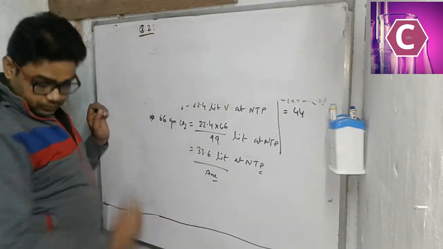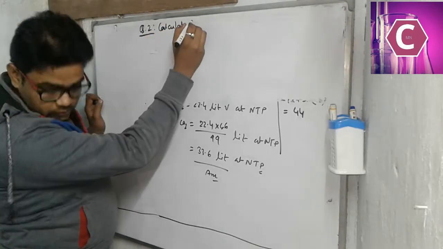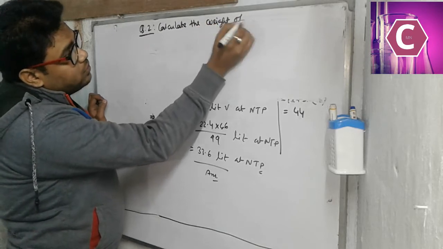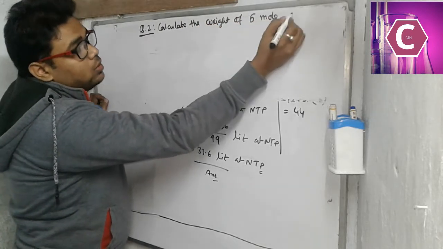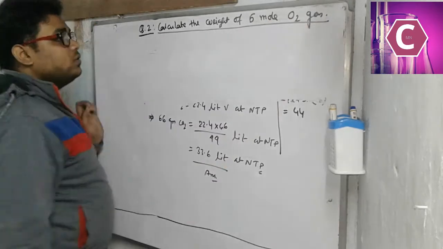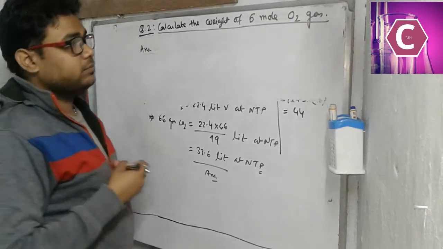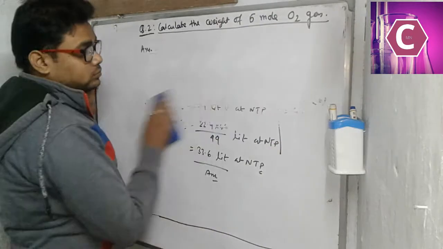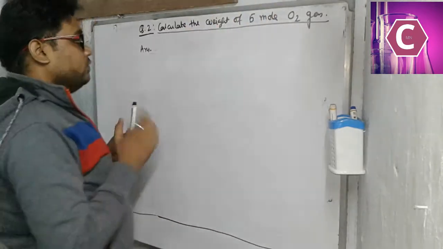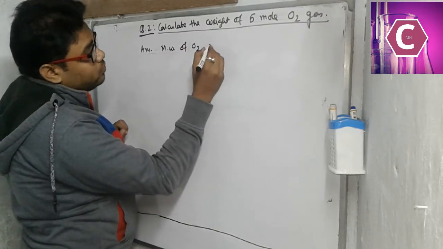Question number 2 is given as: calculate the weight of 5 mole O2 gas. Calculate the weight of 5 mole O2 gas. Okay. First, calculate the molecular weight of O2. What is the molecular weight of O2?